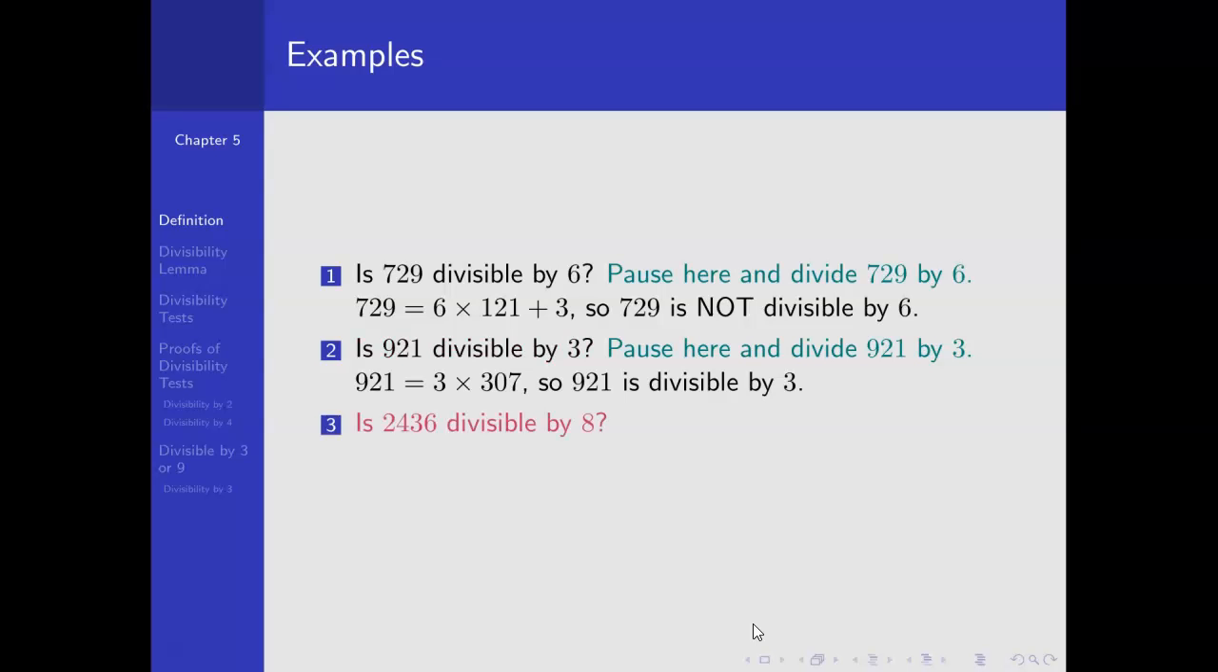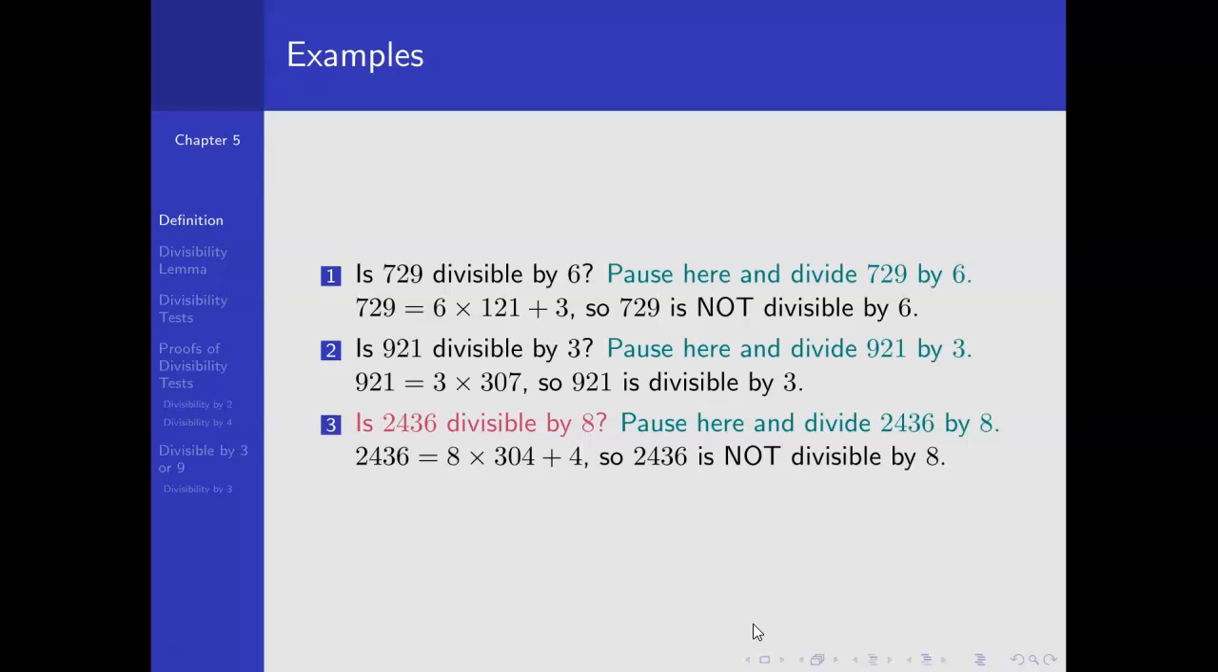And next, is 2,436 divisible by 8? Pause. Divide 2,436 by 8. See what you get, either using long division or your calculator if necessary. And we see 2,436 is 8 times 304 plus 4. So that means there's remainder 4 here. So 2,436 is not divisible by 8.